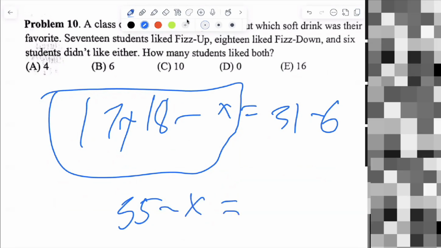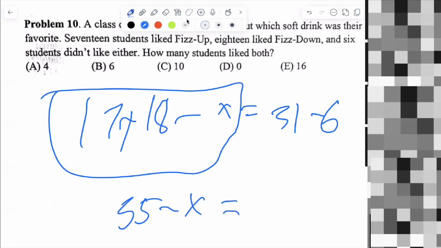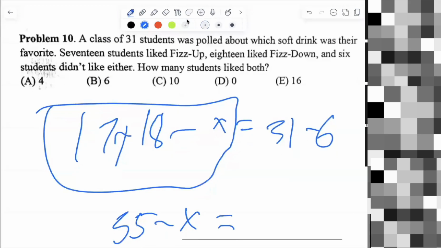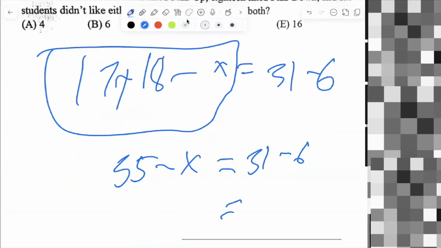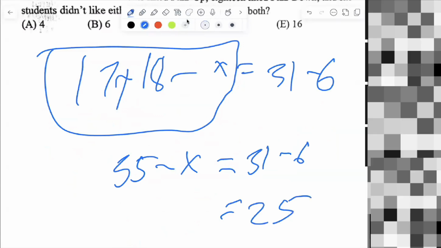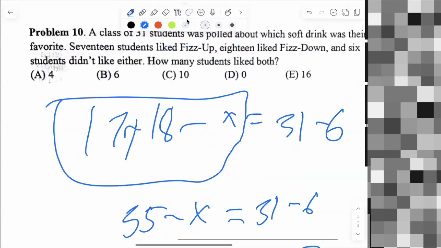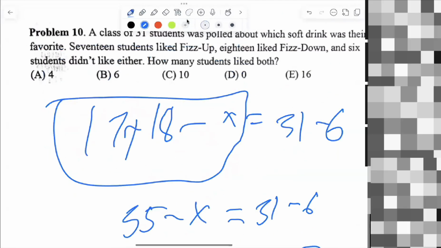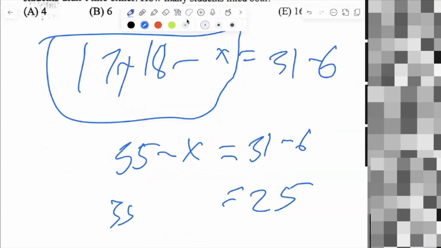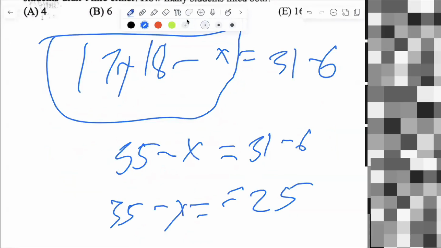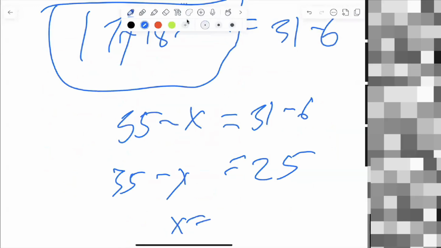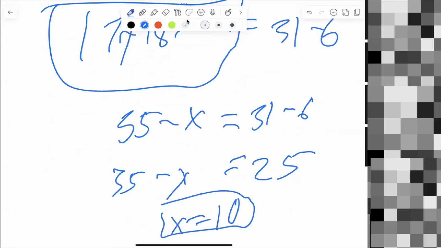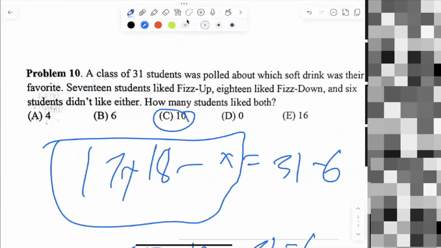Now, we knew that some students didn't like either, so they didn't vote, basically. So it became 31 minus 6, which becomes 25. That means 25 students voted and they chose either fizz up or fizz down. And we were left with 35 minus x is equal to 25. Solving this should give you x equals 10. So the answer is going to be C, or x equals 10.